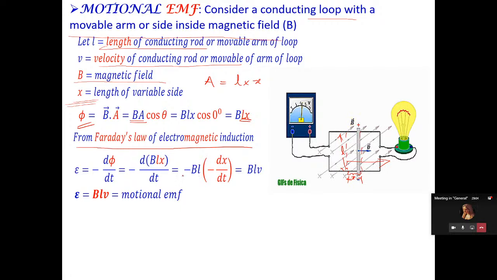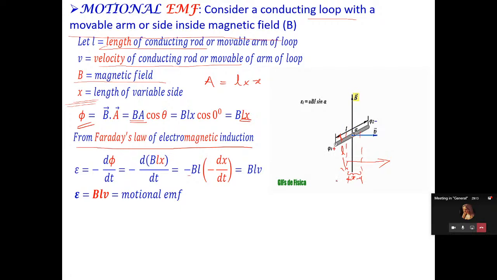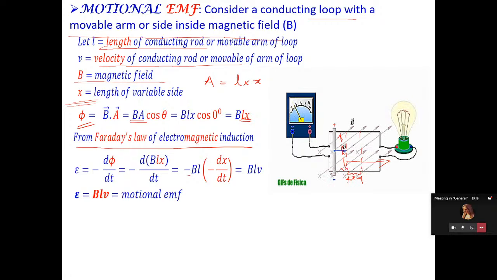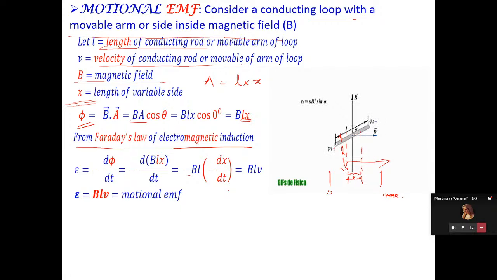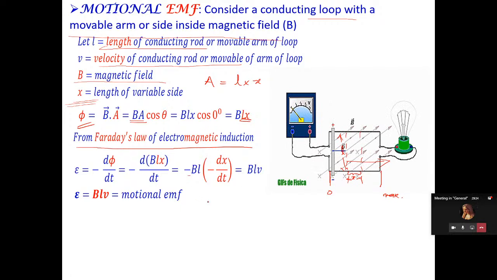B and L are constants because B is a fixed magnetic field and L is the fixed length of the conductor. The only variable there is X, which varies with time. When it is moving from one side to the other, X varies from a 0 value to a maximum value. All the other parameters remain the same. So we can write it as BL dx by dt. We know dx by dt is the velocity. So we get the relation E equals BLV.